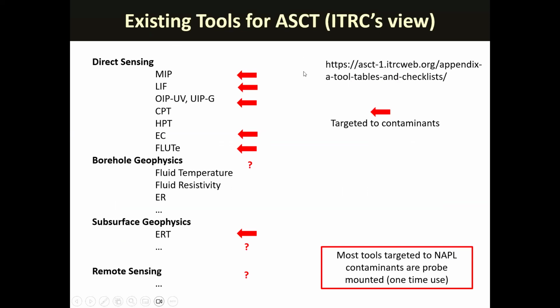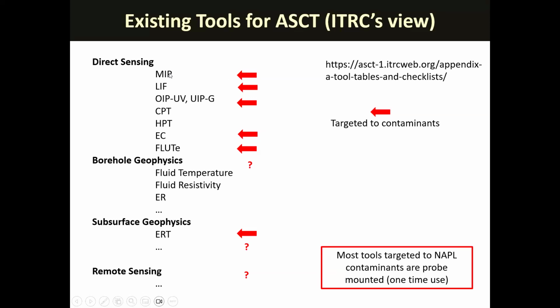And it classifies them as direct sensing, borehole geophysics, subsurface geophysics, and remote sensing. I don't know much about remote sensing. Most of the ones that I'm familiar with are direct sensing. This is a list of all the available tools, or at least some of them. And I highlighted the ones that are targeted to contaminants themselves.